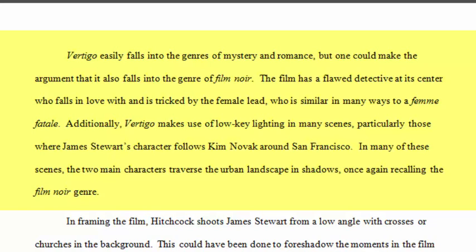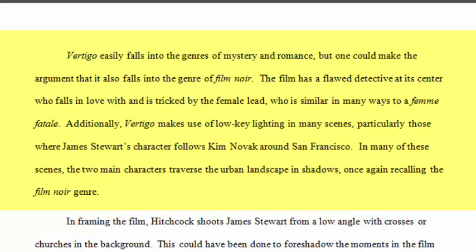For example, the movie has a flawed detective at its center who falls in love with and is tricked by the female lead, who is similar in many ways to a femme fatale. Additionally, Vertigo makes use of low-key lighting in many scenes, particularly those where James Stewart's character follows Kim Novak around San Francisco.